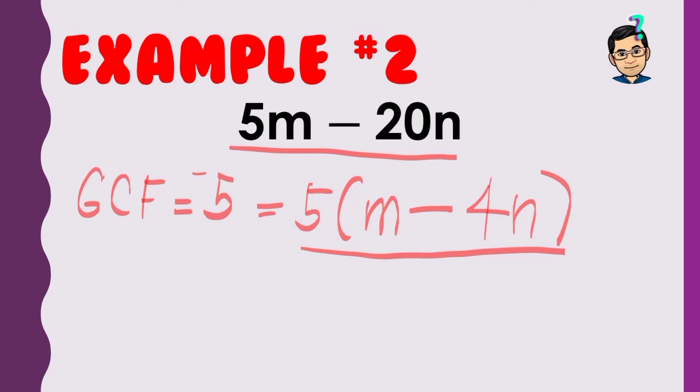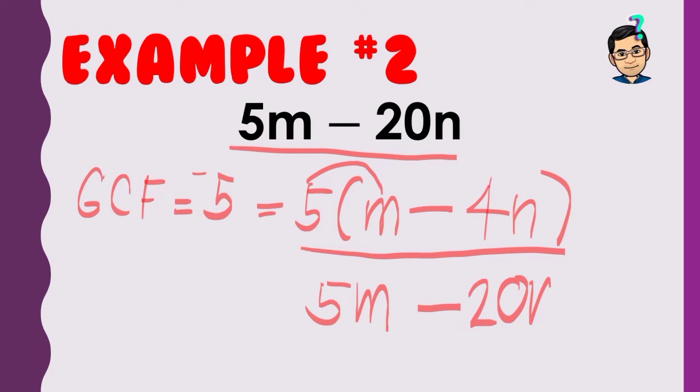Again, we can check it. 5 times m is 5m. Minus 5 times 4 is 20n. So, nakuha natin yung original na given. So, this is the correct answer.